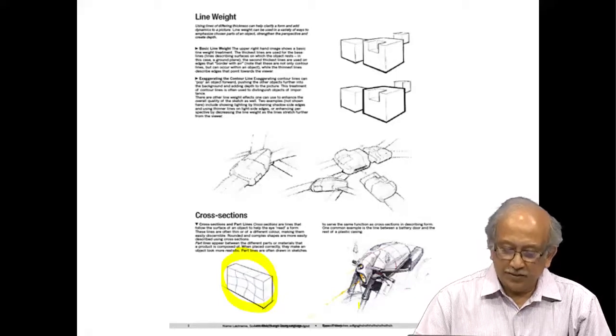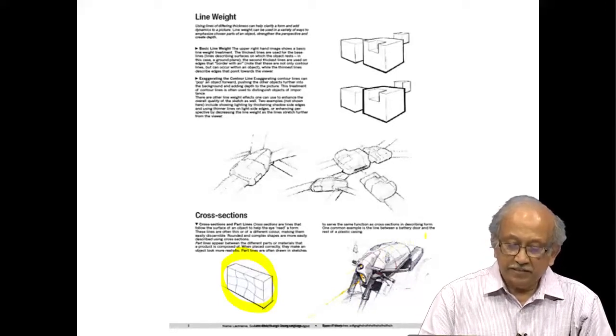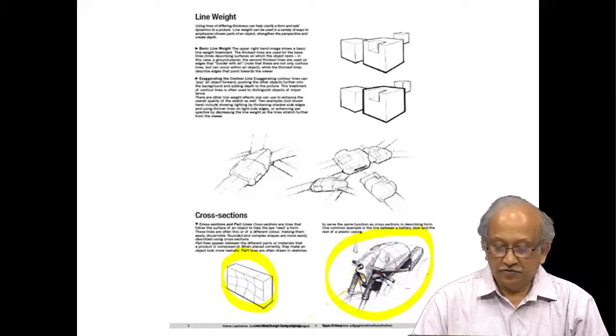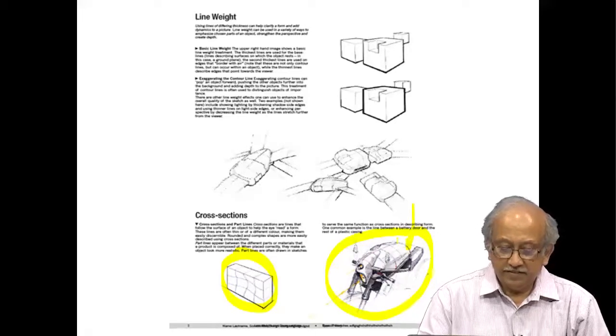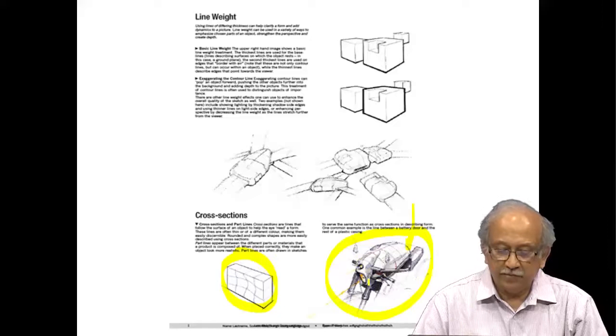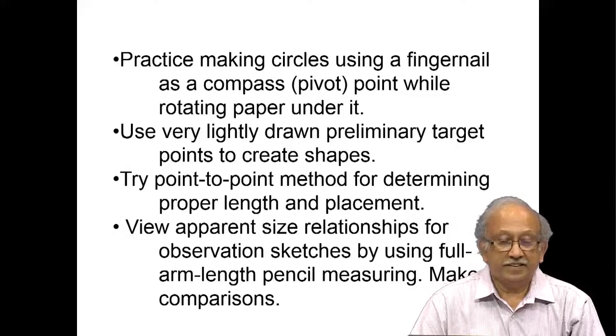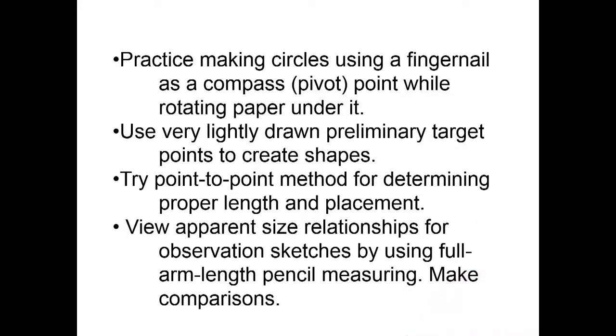Now, if you come to more and more advanced features, you have the picture here of a motorbike front. So, we have a seat here, and then we have the tank, and then we have the various types of controls there. It is possible for us to practice all these things. Circles using a fingernail as a compass, very lightly drawn preliminary target points to create shapes, point to point method for determining proper length, apparent size relationship observation by using full arm length pencil marking.